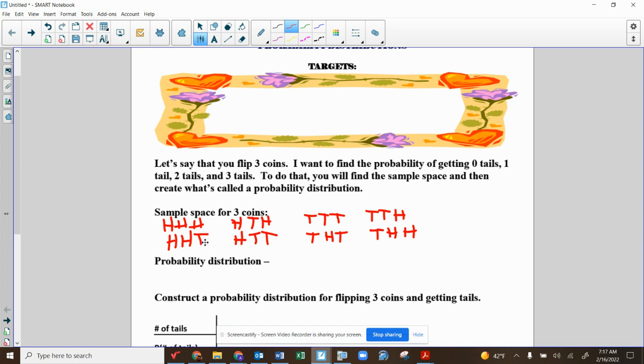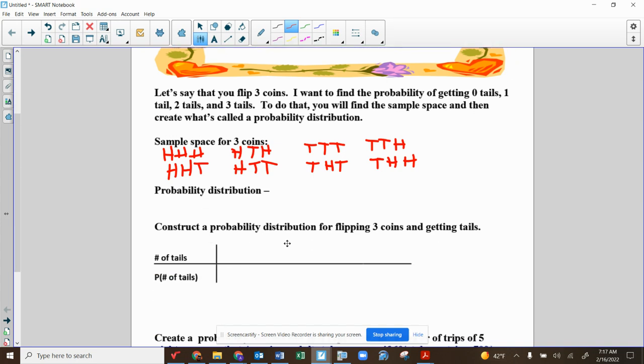Okay. So in a probability distribution, we're going to make a table like this here that will give you all of the possible outcomes that can happen. And I'm looking at this from the perspective of number of tails. I could do the same thing with number of heads, but this particular one asks for tails. So when you flip those 3 coins, you could get none, you could get 1, you could get 2, or you could get 3.